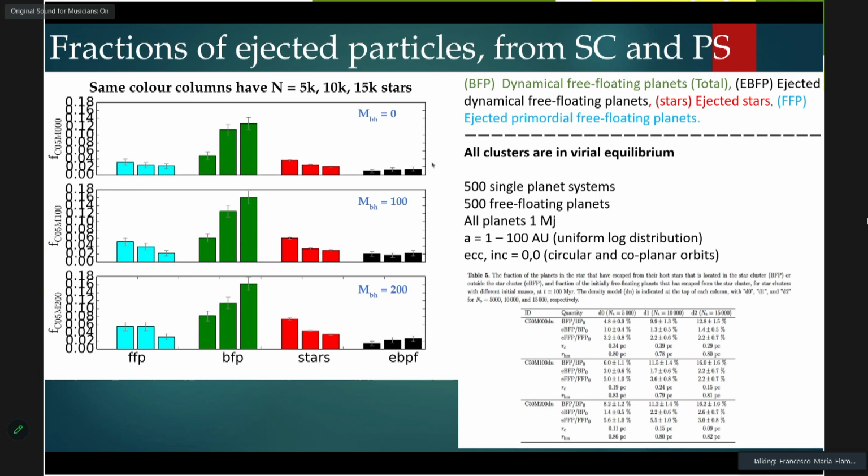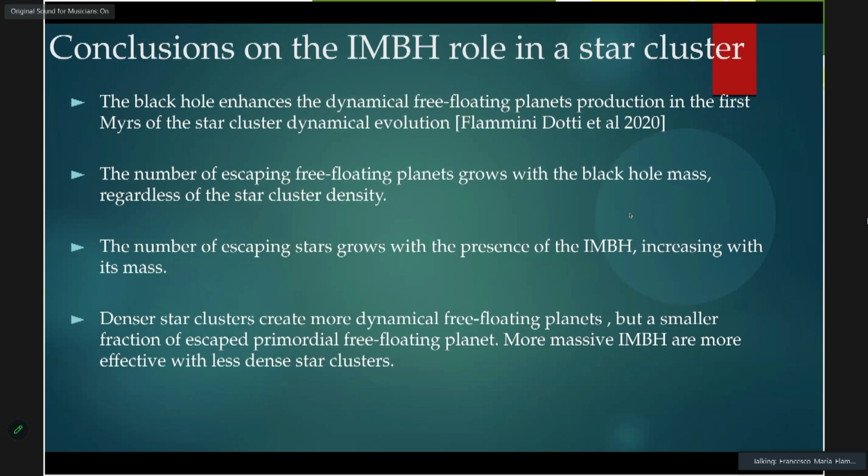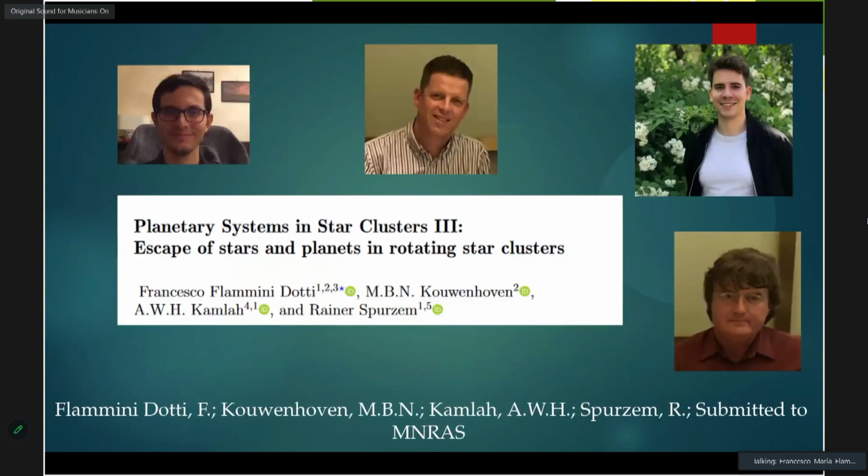The initial conditions for the planetary systems are a uniform logarithmic distribution for the semi-major axis and circular coplanar orbits. So a very standard scenario. Here, I once again show you the conclusion of what I just said, and we see that both the number of escaping free-floating planets and stars grows with the presence of the IMBH. Finally, I give you a final paper that is currently submitted to Monthly Notices.